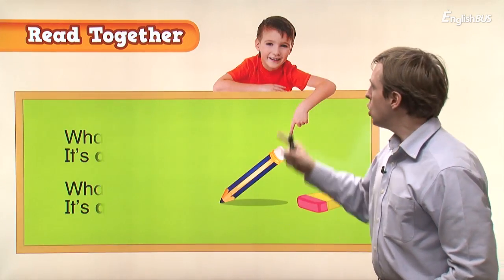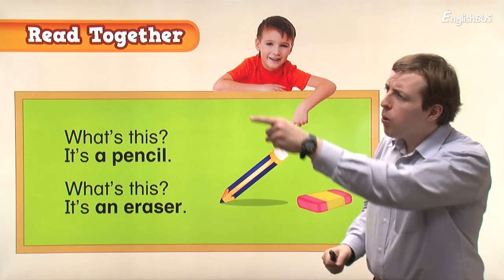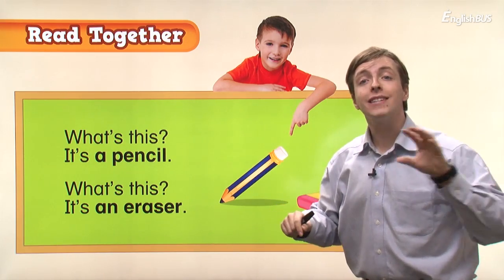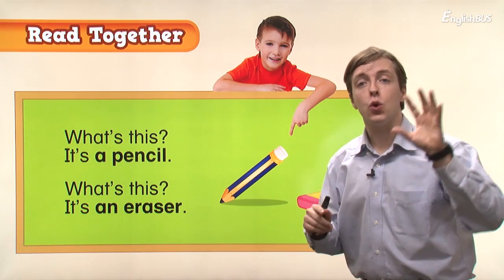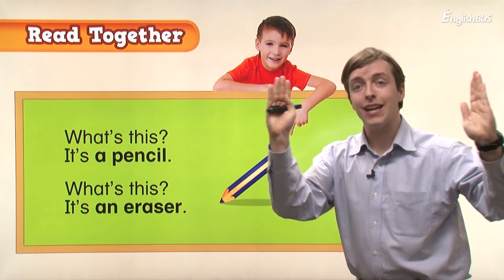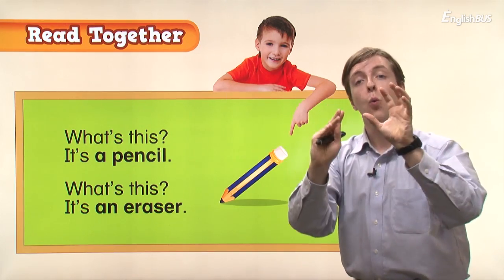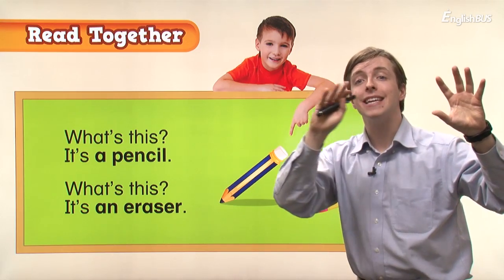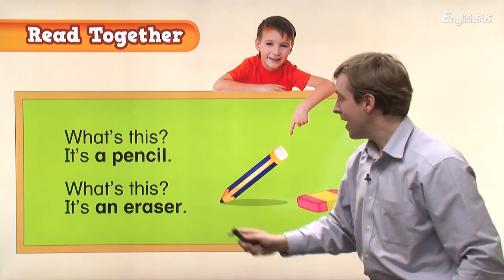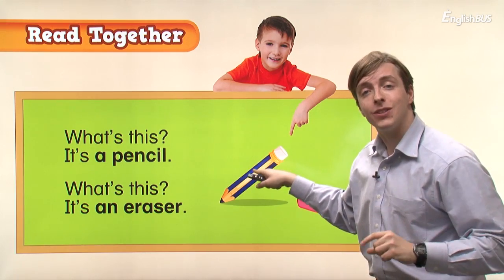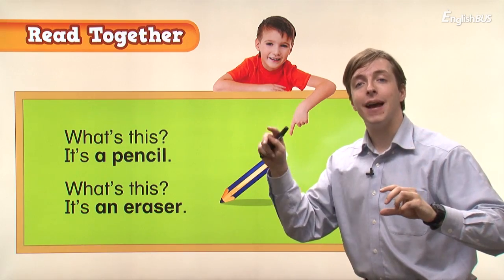Now let's look on the next page at Read Together. Look at this boy. He is pointing at something. Yes, he's saying, what's this? What is this? So what is, when we say it very quickly, it becomes what's. What is, what's? What's this? What is this? What's this? It is a pencil.